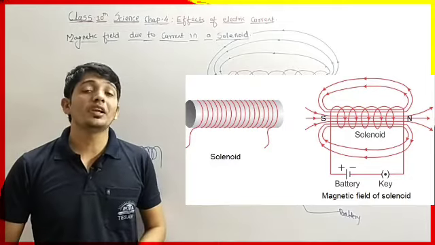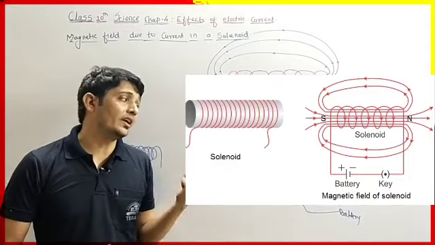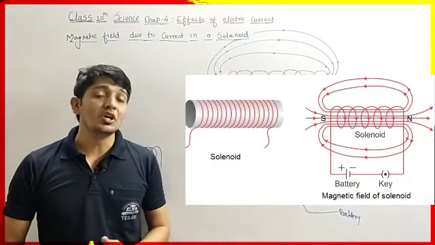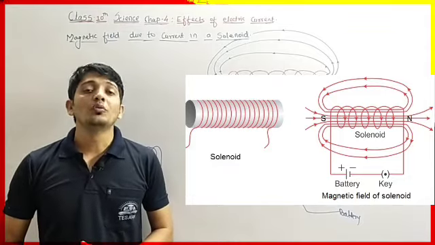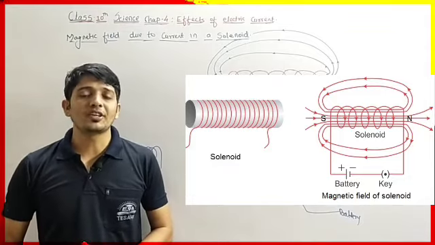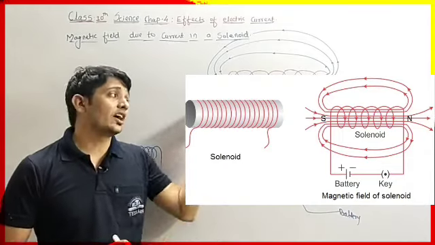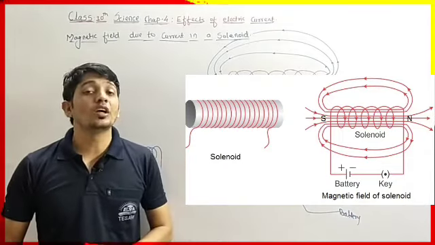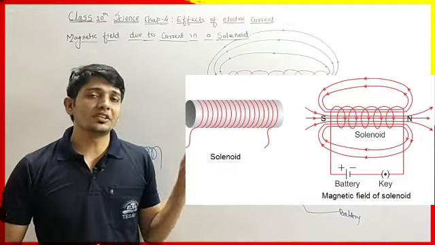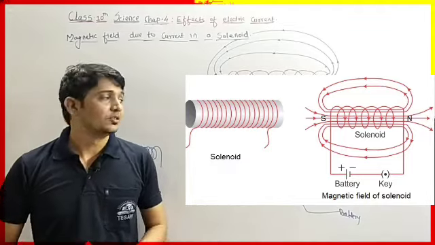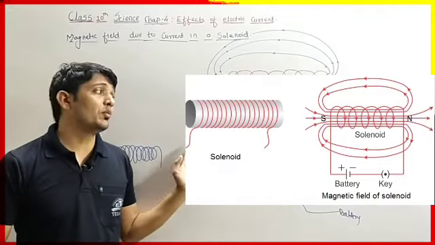This is a very important part, because on that basis we design our fan, electric motor, etc. To design a motor we use n number of circular coils, and they are nothing but the solenoid. So this is a very important part.